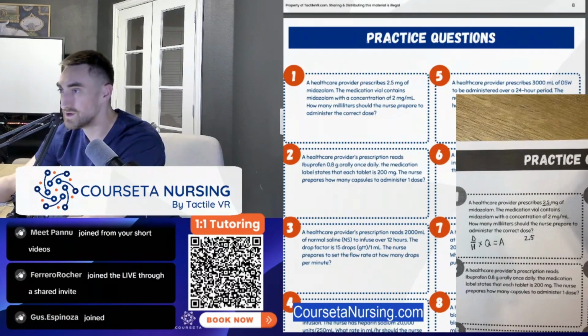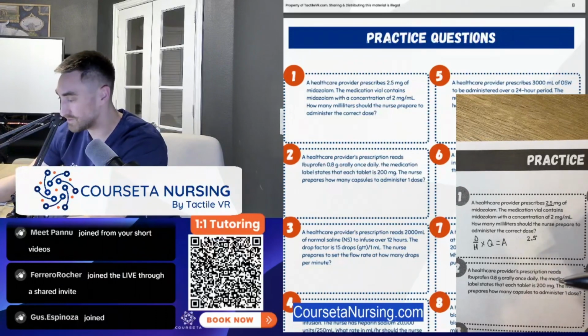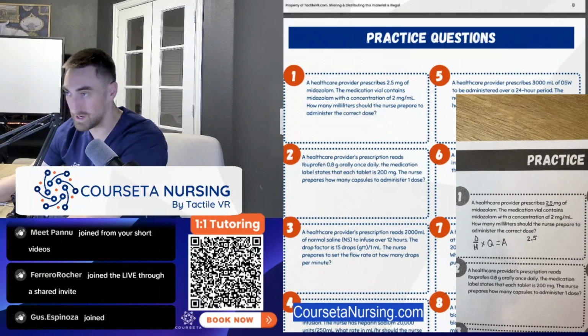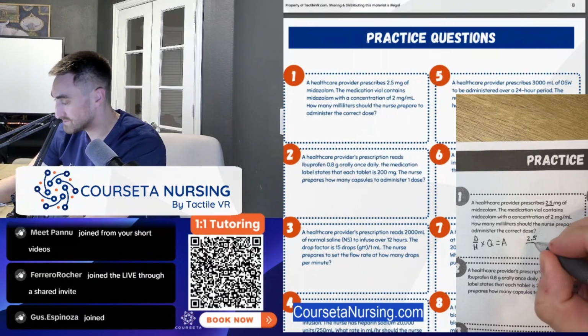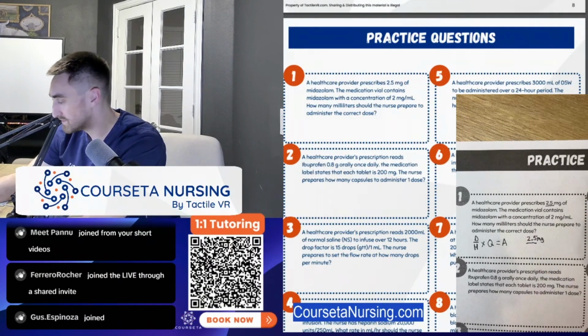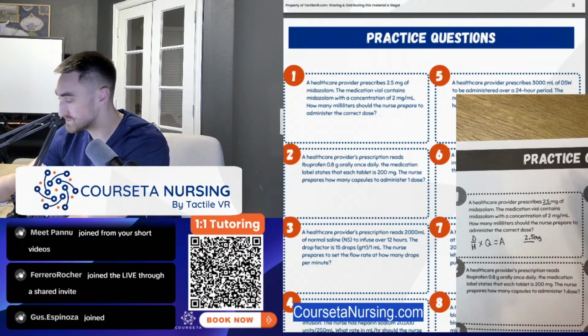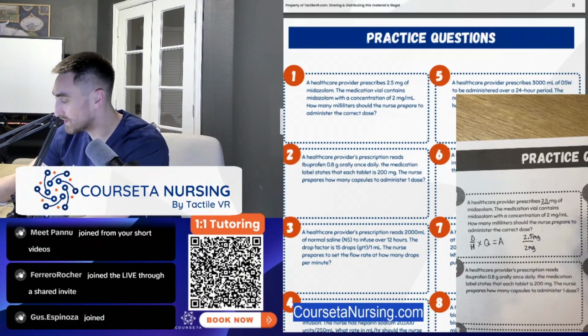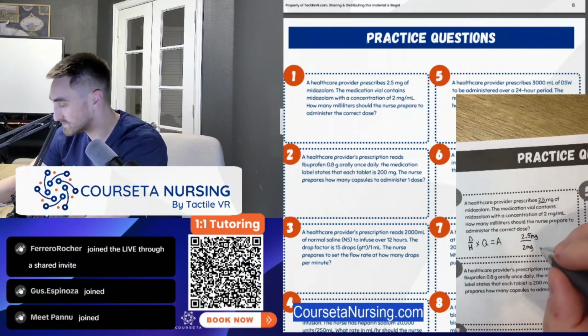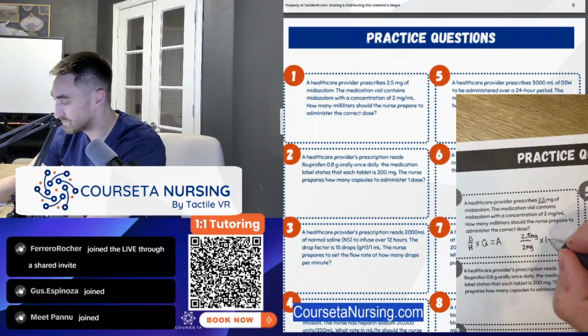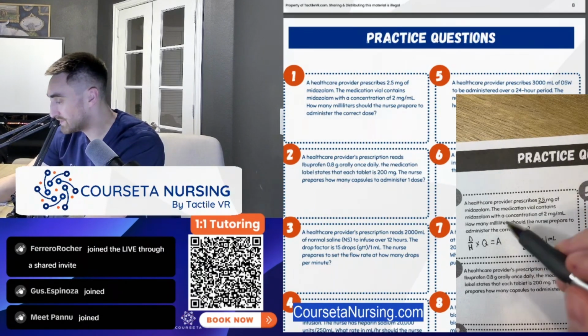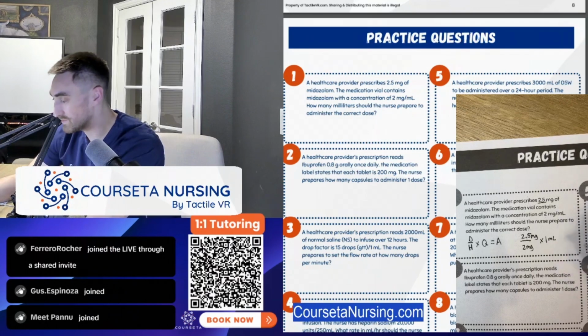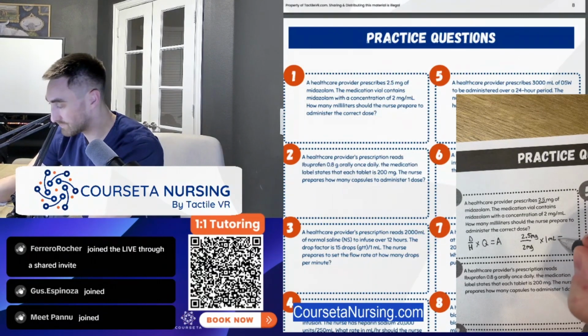All right, and then what do we have on the unit? Okay, so H means what do we have? So let's go ahead and find that. Let's put milligrams there. The medication vial contains midazolam with a concentration of 2 milligrams per ml. So we have 2 milligrams per 1 ml. So the quantity would be 1, because that's 2 milligrams per 1 ml. And it's asking how many milliliters, so we are already in milliliters, so we don't need to convert, should the nurse prepare to administer the correct dose. So we have our formula set up.